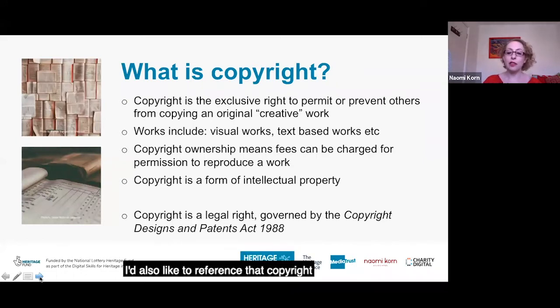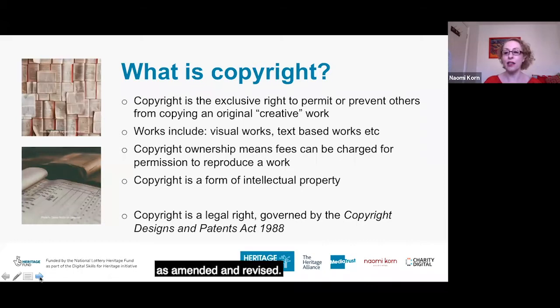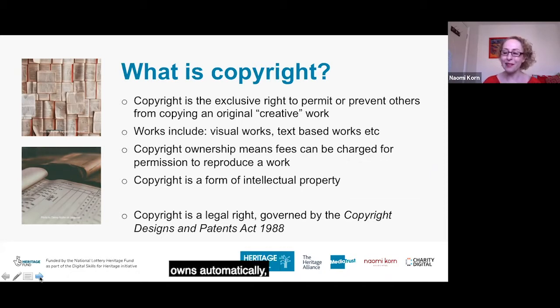I'd also like to reference that copyright is defined in the piece of legislation, which is the Copyright, Designs and Patents Act of 1988 as amended and revised. I'd also like just very briefly to mention that whilst it's an exclusive right that the person who made the work, like a supplier, owns automatically, it is offset to a minor degree by the exceptions to copyright.